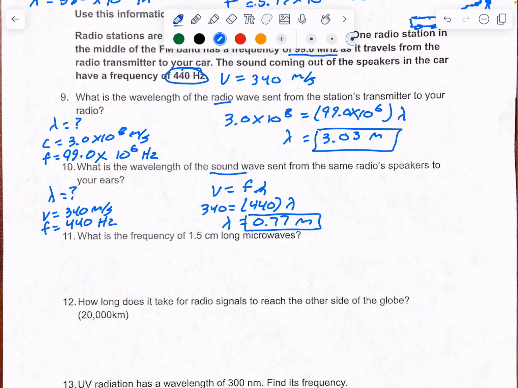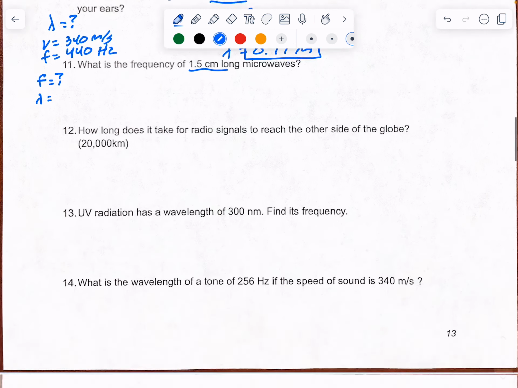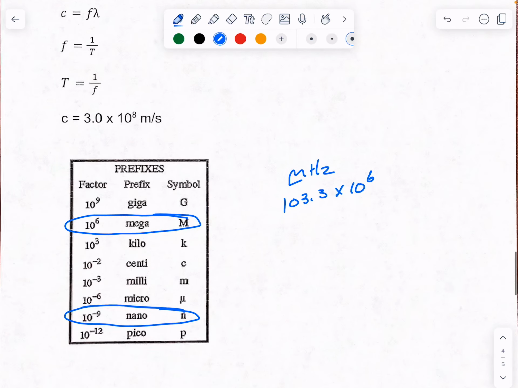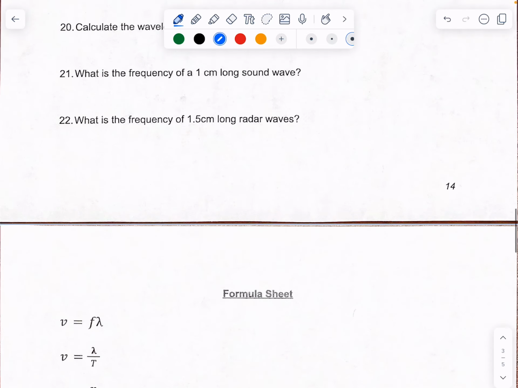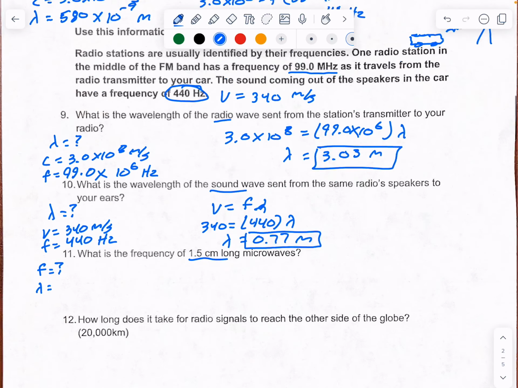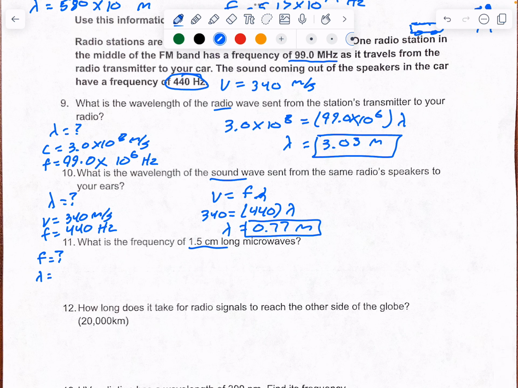Now, what is the frequency of a 1.5 centimeter long microwave? So frequency, we don't know. 1.5 centimeter long microwave. Okay, that is your wavelength. Okay, so 2 ways you could do this. You could do 1.5, and you could go all the way down here and look at centi, and centi is 10 to the negative 2. So you could do 1.5 times 10 to the negative 2 if you want to. That's totally fine. Okay, or divide it by 100, and you get 0.015 meters. Okay, so that would be your wavelength there.